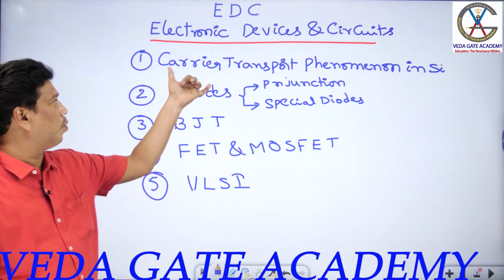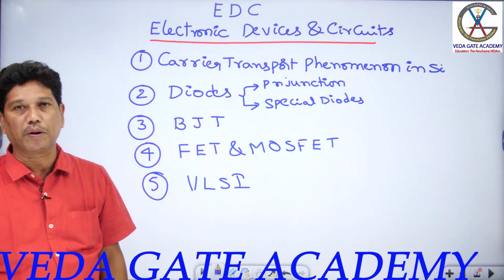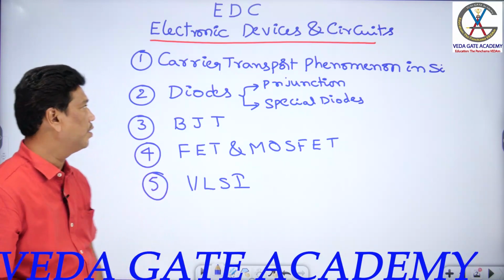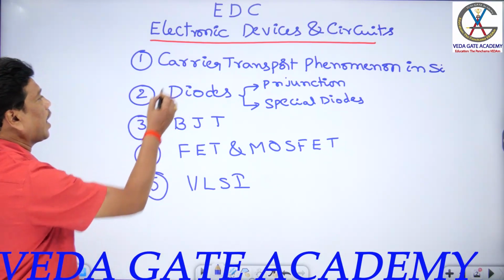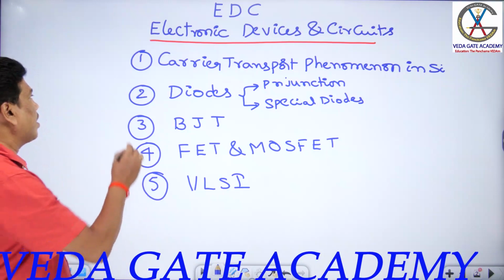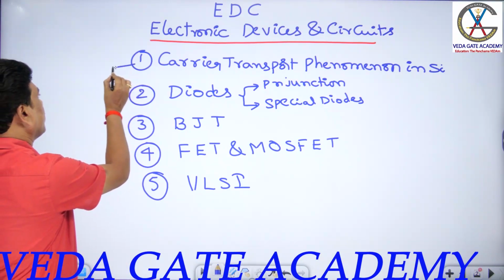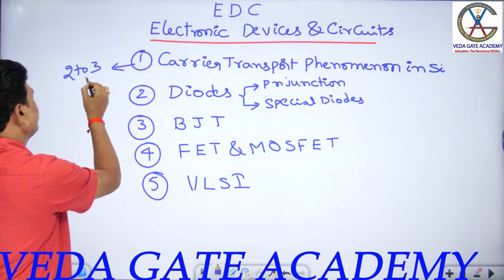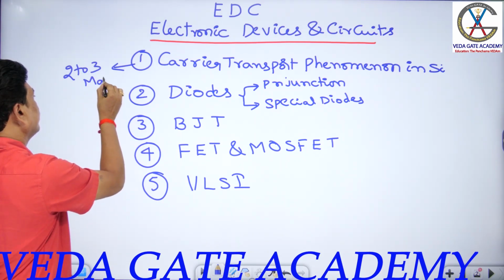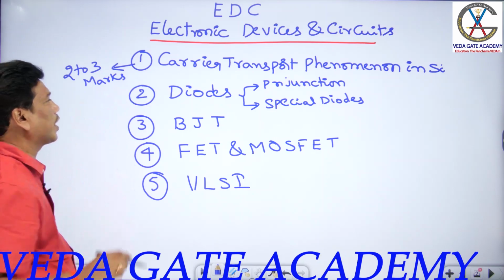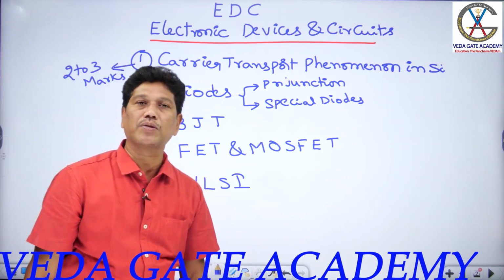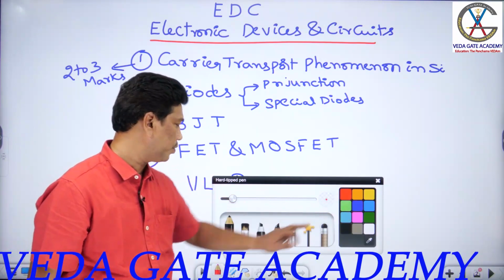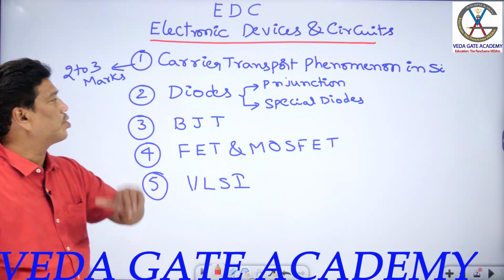Let us now see the weightage of marks in each subject, in each chapter. The first one is carrier transport phenomenon in silicon. Its weightage is around 2 to 3 marks. Understood? So the carrier transport phenomenon in silicon can score some 2 to 3 marks. Next one, diodes.